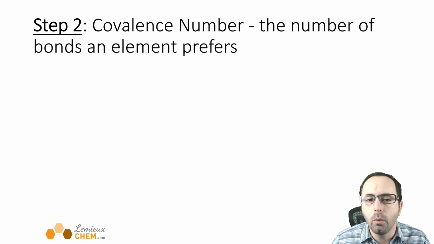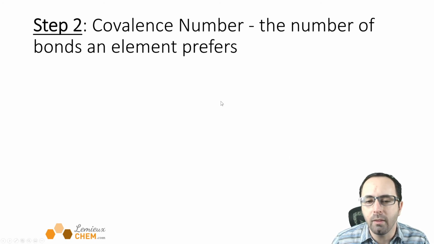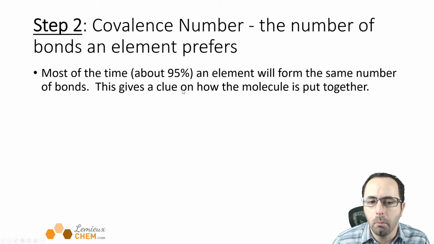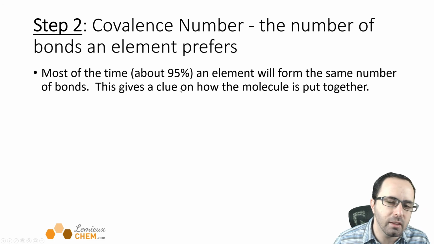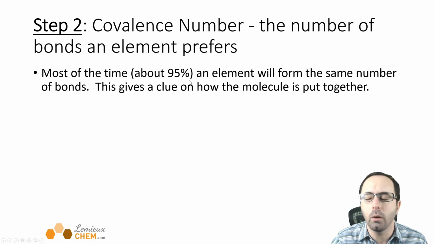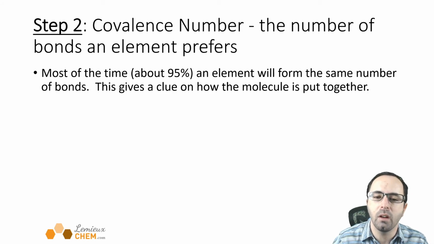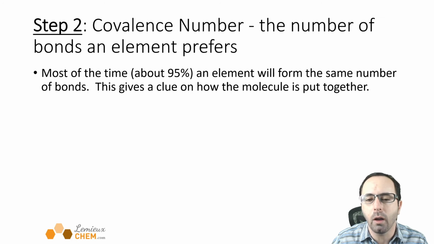So step 2 is determining the covalence number, or the number of bonds that a particular type of atom prefers. So most of the time, like 95% of the time, an element will form the same number of bonds almost all the time. There are lots of exceptions. In fact, your textbook is going to go into all kinds of exceptions. Exceptions to the octet rule, exceptions to the number of bonds.